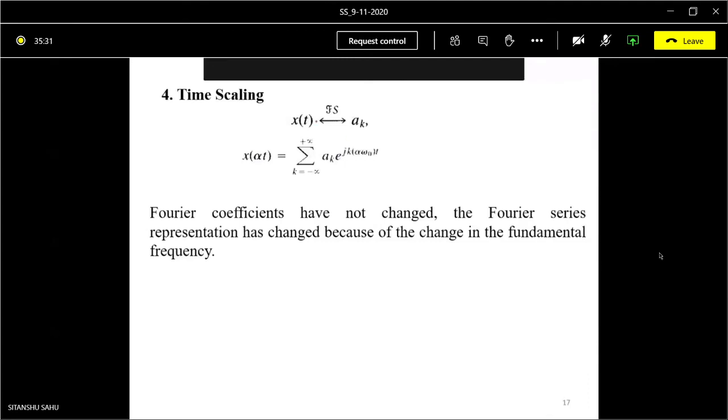Then time scaling. If x of t gives me ak, and I multiply the time index t by a scalar factor alpha, then x of alpha t is summation k equal to minus infinity to infinity ak e to the power j k alpha omega 0 t. That means the Fourier coefficients have not changed. The Fourier series representation has changed because of the change in the fundamental frequency, but the Fourier series coefficients are not changed when you scale the signal x of t. Is it clear?